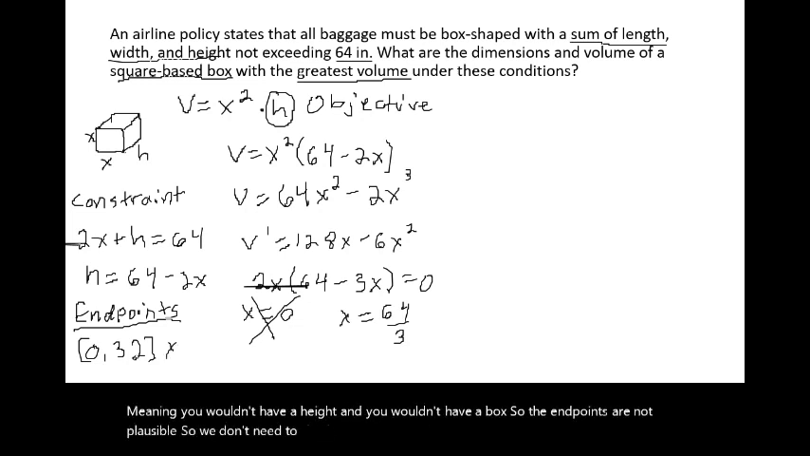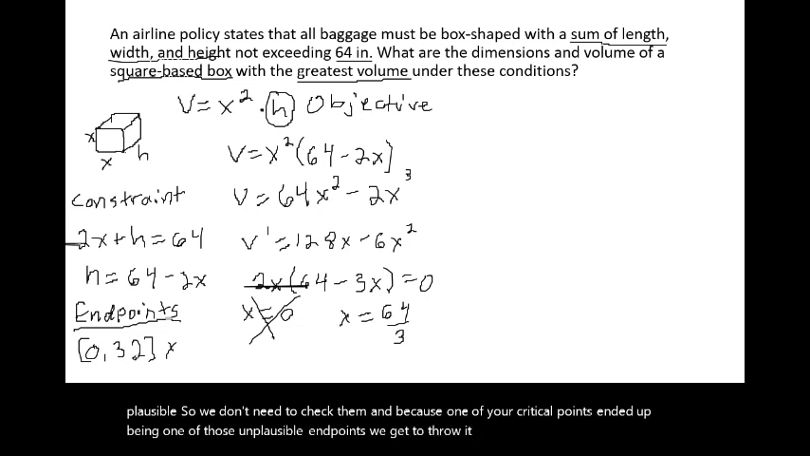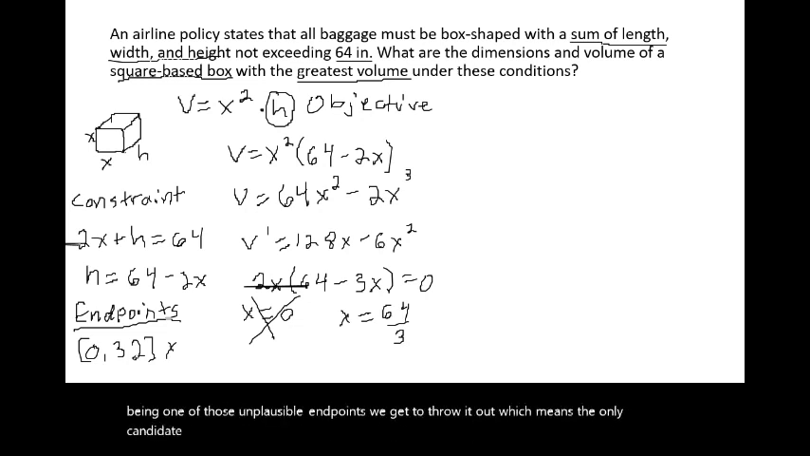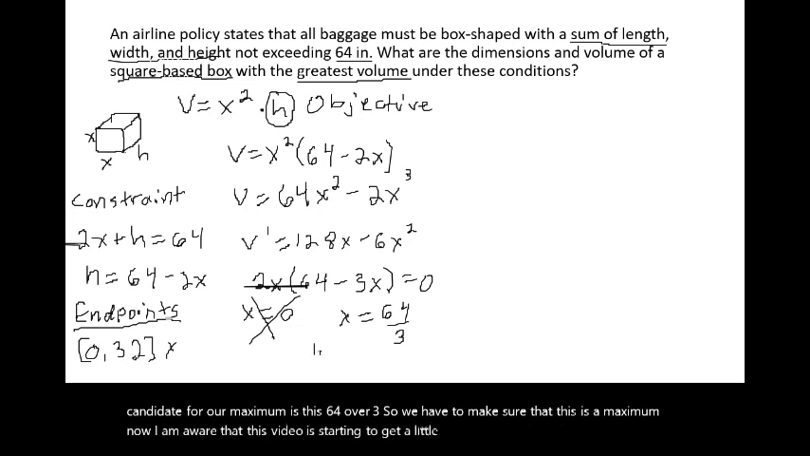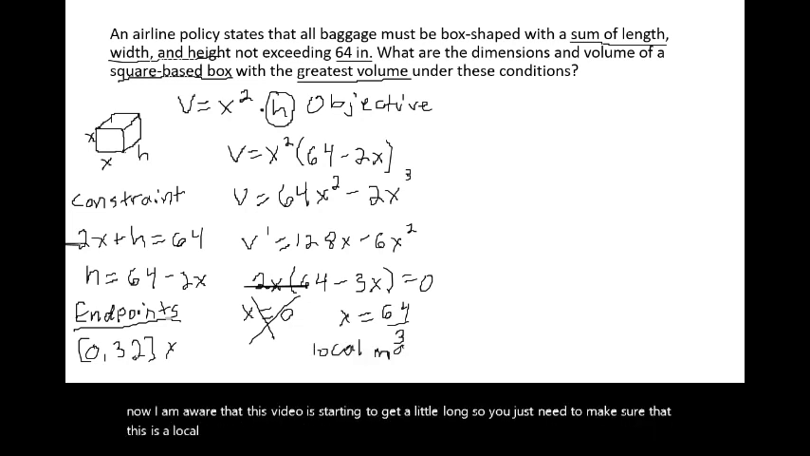And because one of your critical points ended up being one of those implausible endpoints, we get to throw it out. Which means the only candidate for our maximum is this 64 over 3. So we have to make sure that this is a maximum. Now I am aware that this video is starting to get a little long, so you just need to make sure that this is a local max. It is. You can use either the first derivative test or the second derivative test. It is up to you.